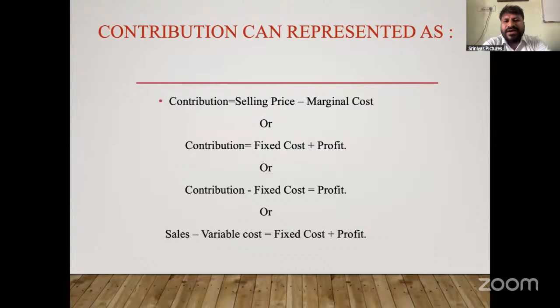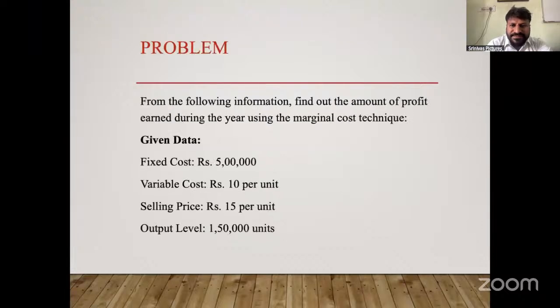To calculate contribution, we are going to use these methods: contribution is equal to selling price minus marginal cost; contribution is equal to fixed cost plus profit; contribution minus fixed cost is equal to profit; or using the marginal costing equation, sales minus variable cost is equal to fixed cost plus profit. Based on the situation, we use these formulas to calculate the contribution.